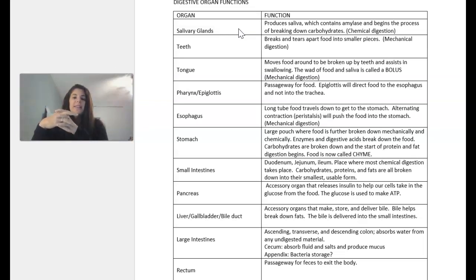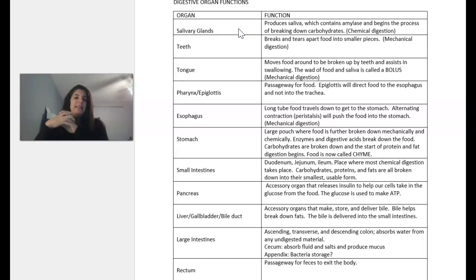The food that's now mixed with gastric juices, stomach acid and enzymes, that wad of food, is called chyme, and it's like a pasty kind of material. That chyme will then enter into the small intestines through a valve called the pyloric sphincter.